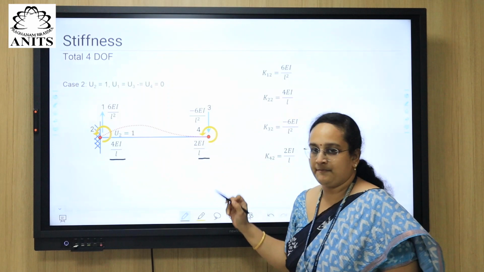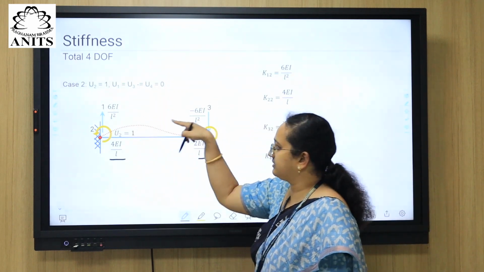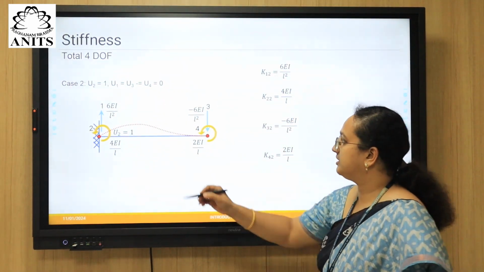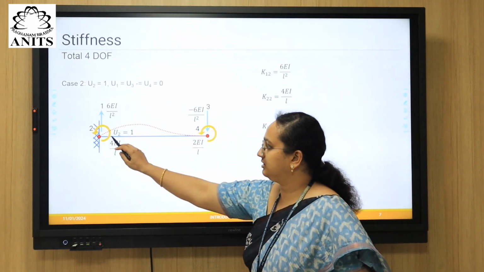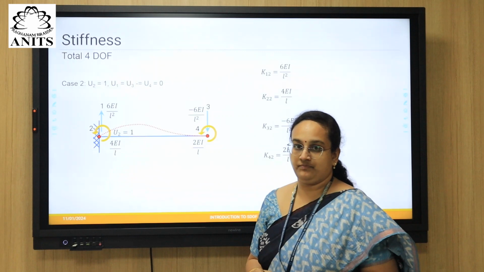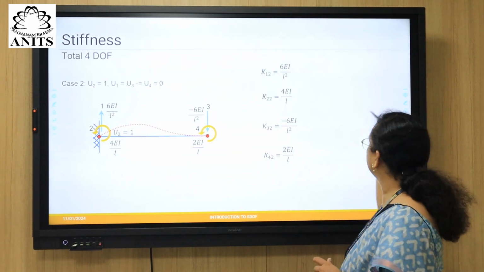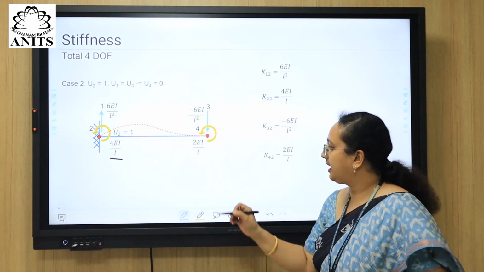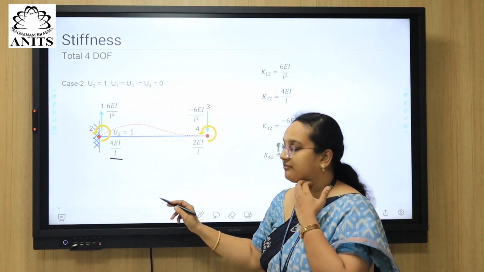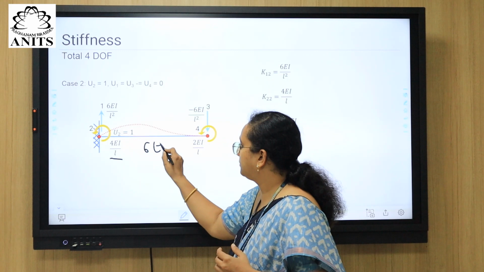So these two are clear. Now coming to the verticals. So we are discussing case 2, where we have unit rotation in degrees of freedom 2. With this, we have resulted in getting a moment of 4 EI by L. And the total anti-clockwise moment that is developed is 6 EI by L.